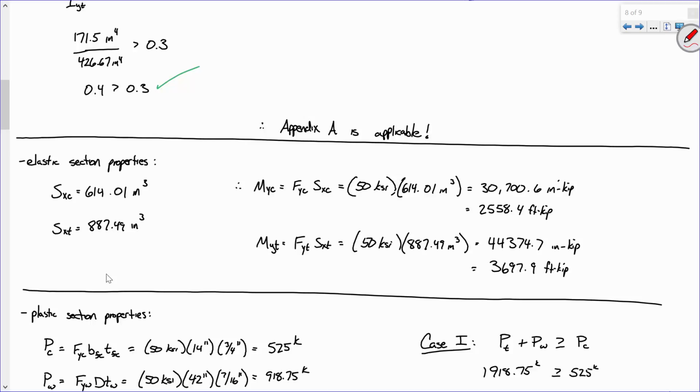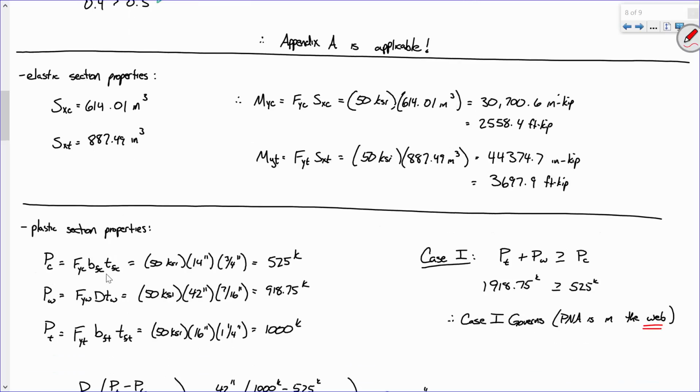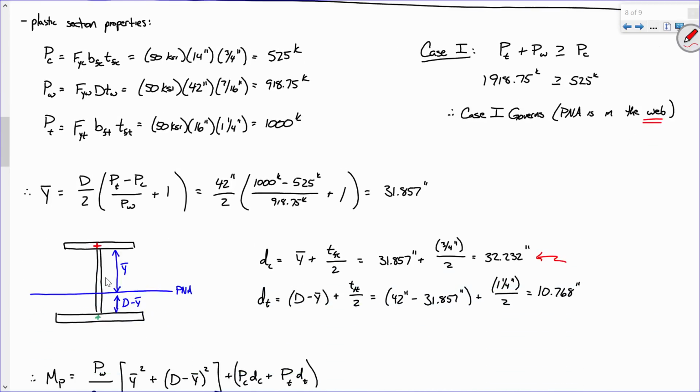So we can get yield moments. Yield moment for the compression flange, yield moment for the tension flange. Quick pop quiz. If you're going to do any calcs that reference M_Y, which one do you use, M_YC or M_YT? The smaller one. There we go. All right. Got everybody on that.